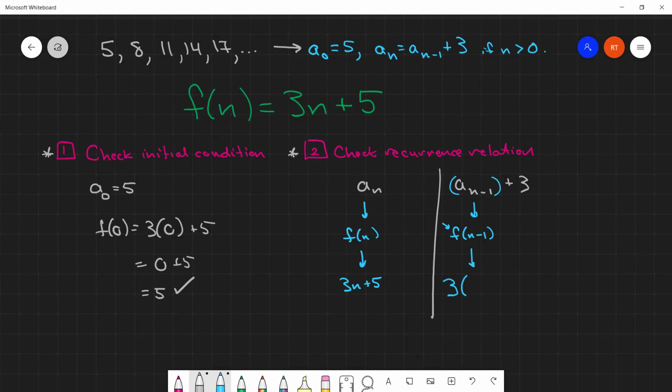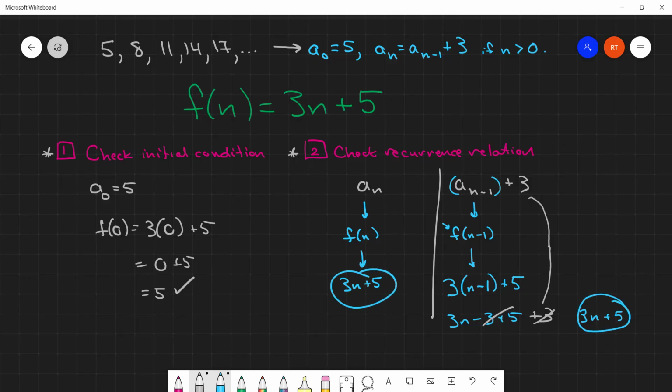Remember, this notation f of n minus 1 means go to the function f, look at its formula, and replace all n's with n minus 1. This will give us 3 times the quantity n minus 1 plus 5. This simplifies to 3n minus 3 plus 5. Now let's simplify the entire expression. We have 3n minus 3 plus 5 plus 3, which boils down to 3n plus 5. Now look at the left side. This is equal to what we computed on the right side.